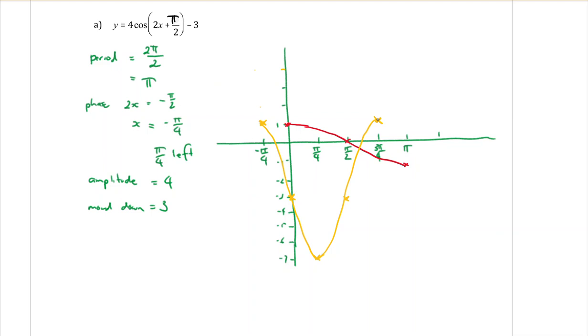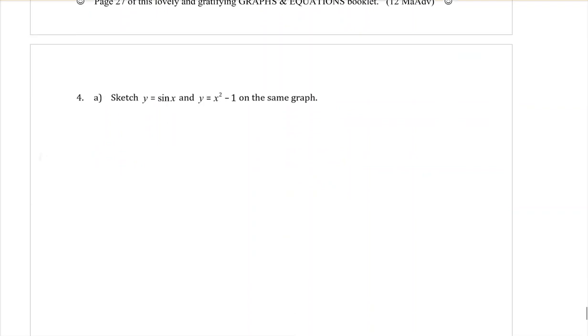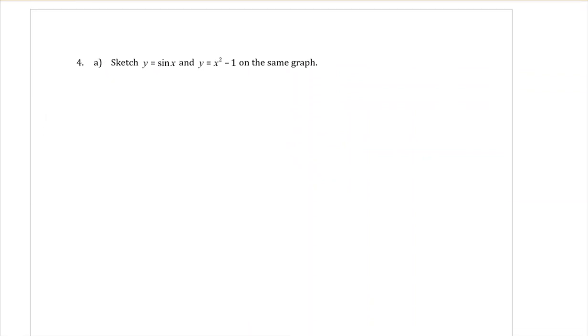All right, let's quickly squeeze in this last question. I don't think this one will be as long. Question 4. Sketch y equals sine x and y equals x squared minus 1 on the same graph. That is a very nice sine graph with no changes.